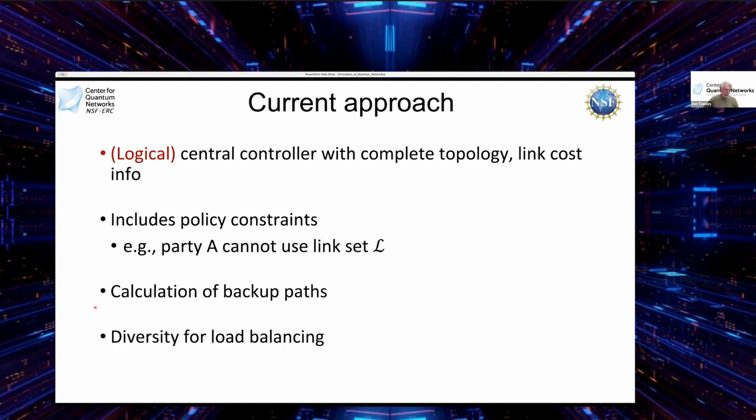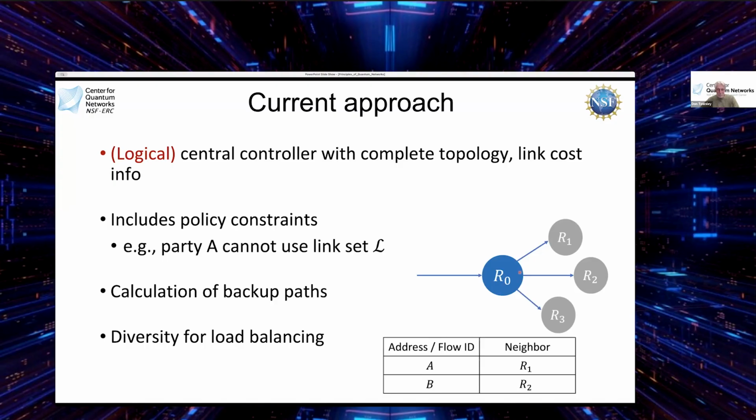All the route calculations include calculation of backup paths so that if a link fails, the network can very quickly reconfigure and use the backup paths. And then you want to avoid the possibility that a link could be a bottleneck. And so most routing algorithms try to take advantage of path diversity for load balancing to avoid bottlenecks.